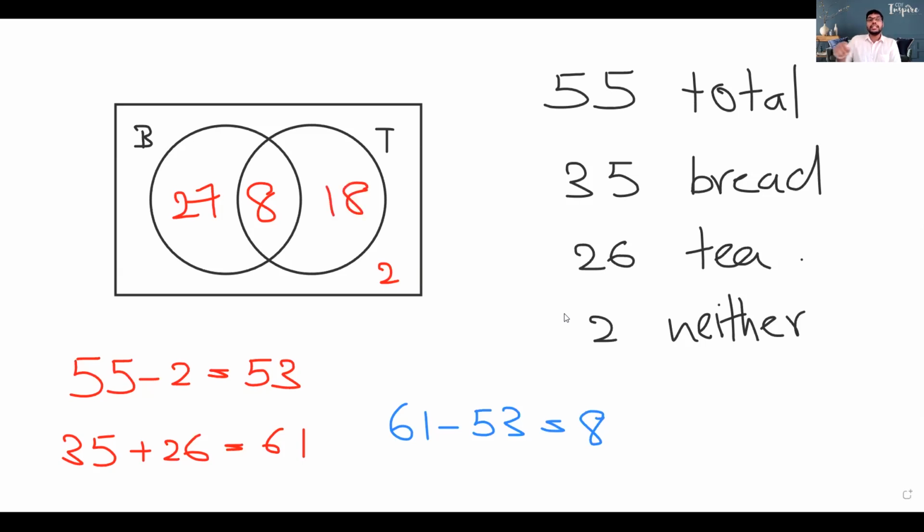Am I right? So what is 18 plus 8? 26. Now add and see, children. Now you add 27 plus 8 plus 18 plus 2. You will perfectly get 55.